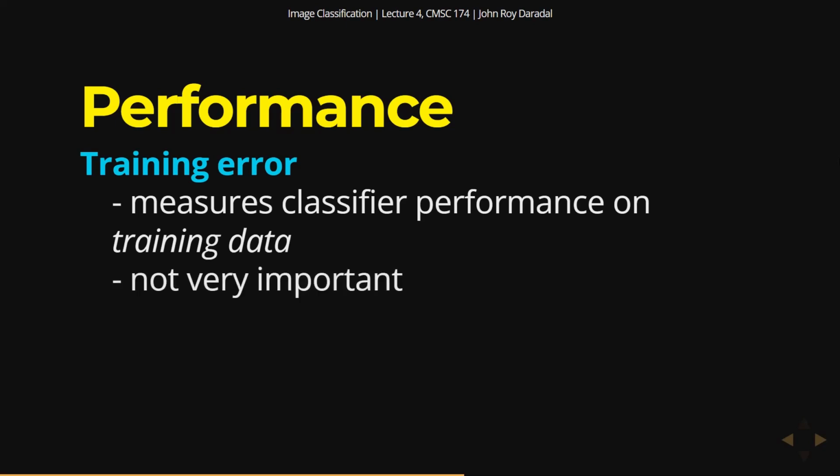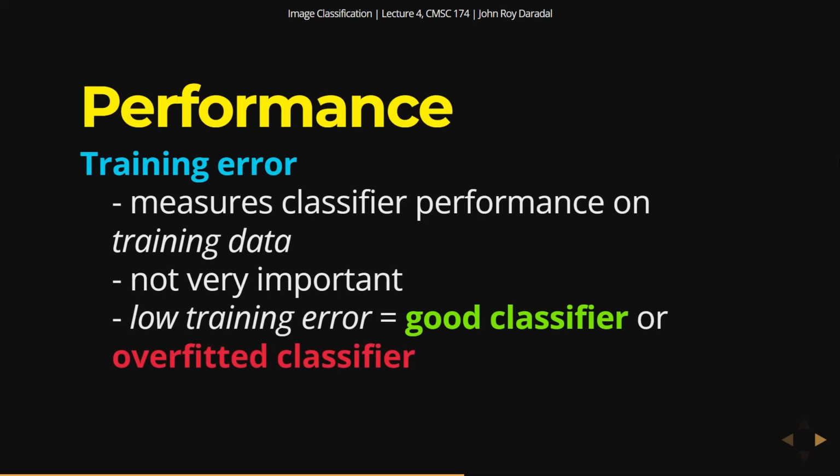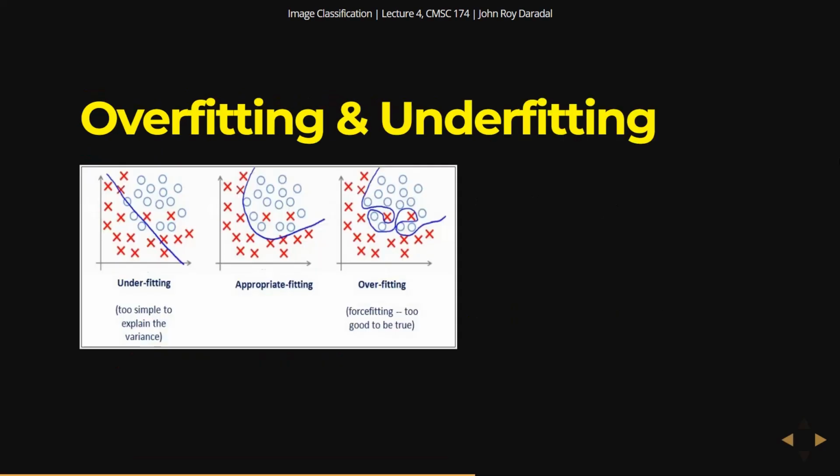But this is not actually that important. You can choose not to focus on this, because if you have a low training error, for example, you are classifying 99% of the training set correctly, that could mean 2 things. It could mean that you really have a good classifier, which is what you want, but it could also mean that you have an overfitted classifier. Now, what is overfitting? What does an overfitted classifier mean? Well, in overfitting, you kind of do this.